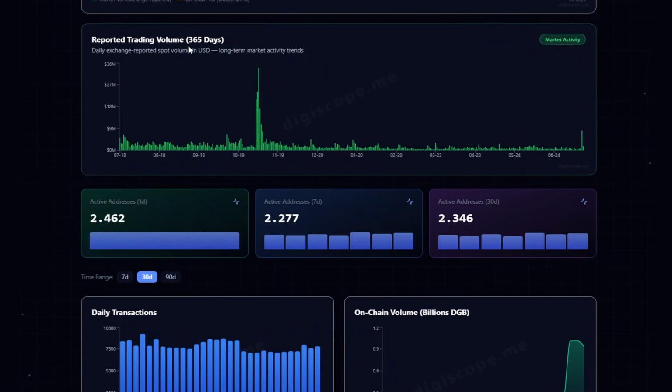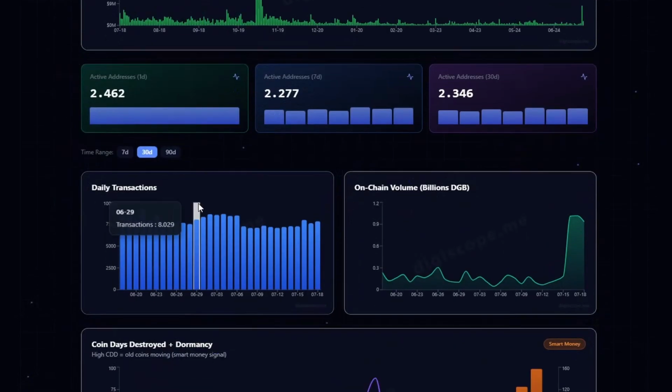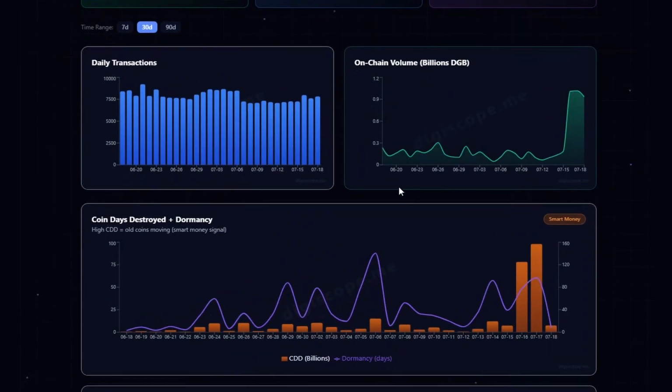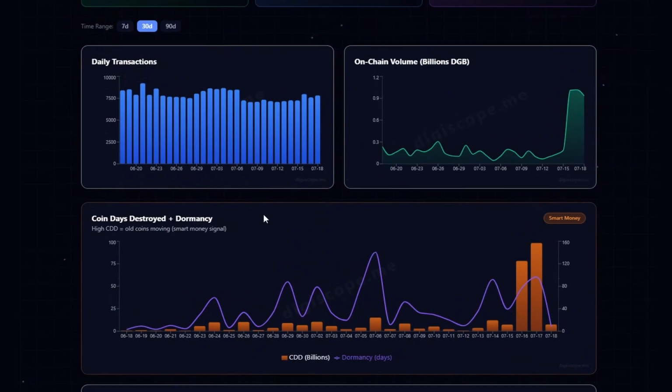Reported trading volume, which is actual trading volume, the active addresses over 7 days, over 30 days, and over the last day, and the total amount of transactions in a single day. On-chain volume and coins destroyed plus dormancy are all things which could help you make beneficial decisions. And don't think this is something you should take for granted, because these details are also available on the Bitcoin blockchain. However, you're paying Chainalysis and companies like that hundreds of euros each month to get the same results.